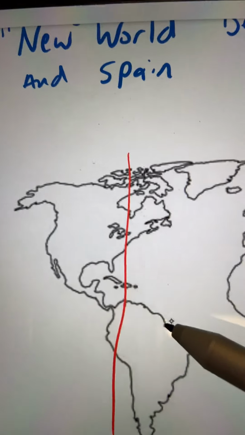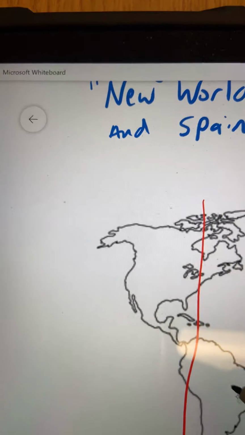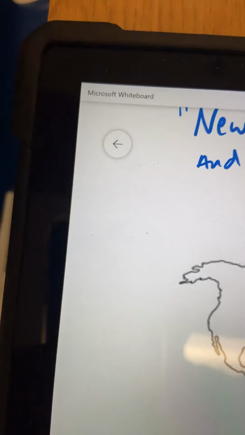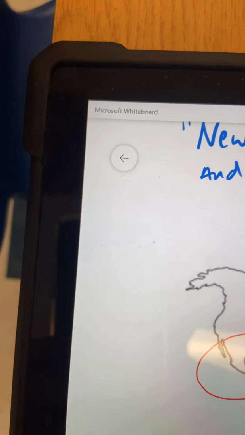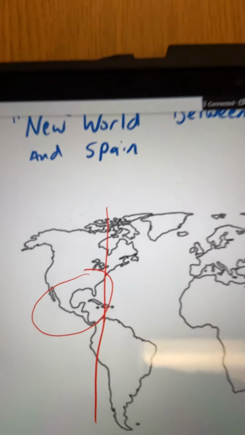Most of South America, all of South America was going to go to Portugal. And then, of course, you can see Mexico right there, and we all know that that's the land and stuff that Spain got to claim.